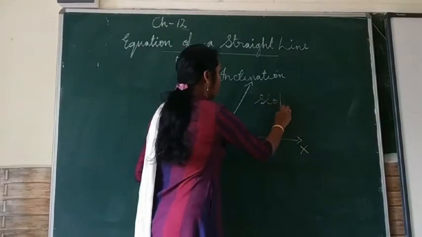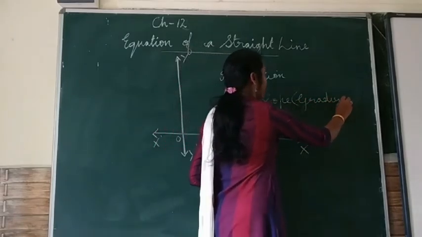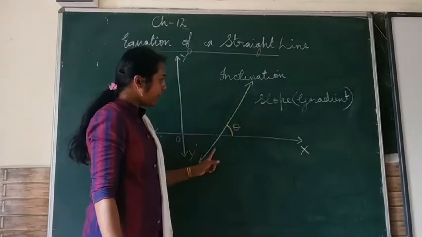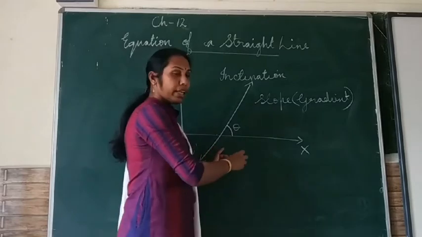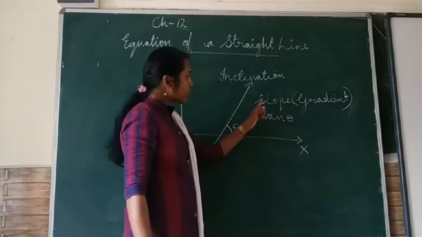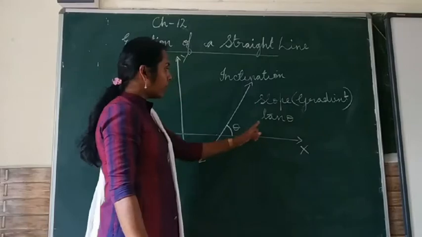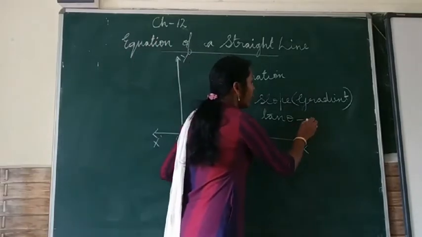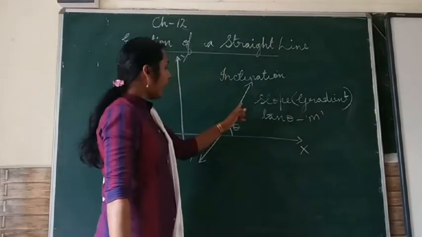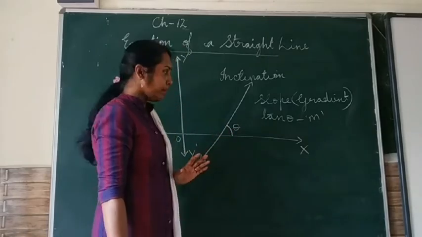Slope. Slope is also known as gradient. If theta is the inclination of a line, the trigonometric ratio tan theta is known as the slope of a line. The value of tan theta is the slope of the given line, and the slope is usually denoted by the letter m. So slope of a line is equal to tan theta, where theta is the inclination of the line.